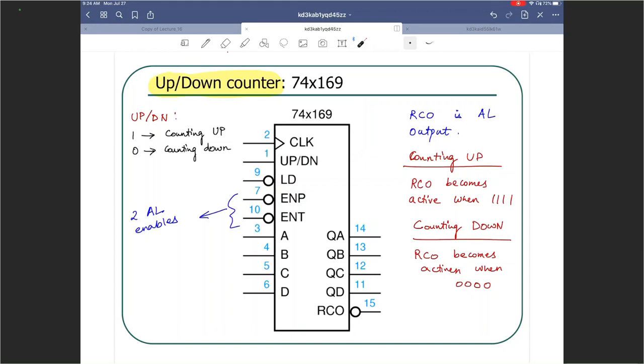Now you can do the similar kind of cascading with this particular chip, 74X169. You can still put them one after the other, cascade using the RCO output. You can do a similar exercise as you did with the 74x163 in terms of cascading counters. Okay, so let us take a look here.